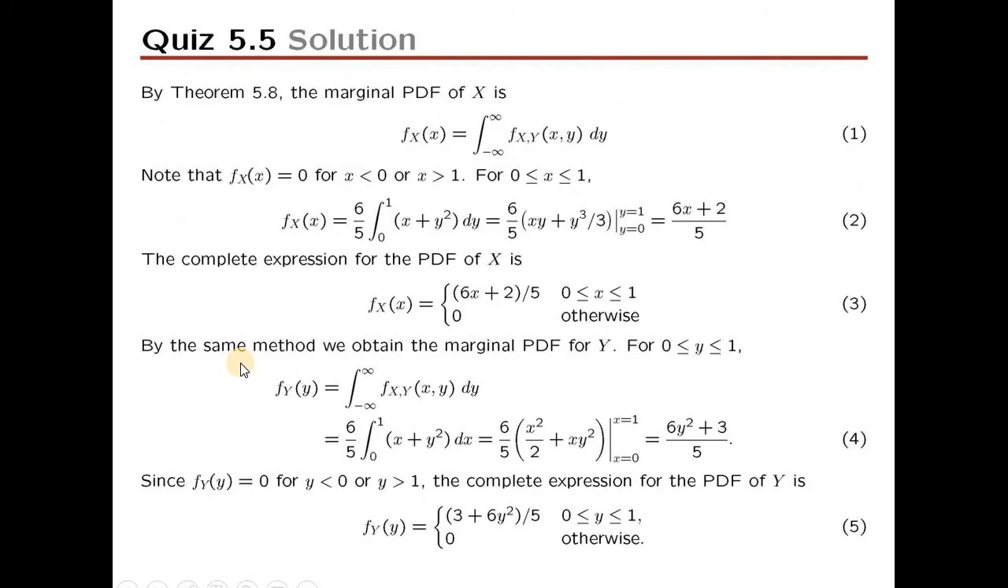Now look at the solution. So this is the formula. We have very simple limits with respect to y, that is 0 to 1 dy. We solve it, we get the result, and we put the limits of x. Again for y we put the limits of x, 0 to 1 again, and we put the limits of y. So this is the way we can easily calculate the marginal PDF. This is the basic idea behind marginal PDF.